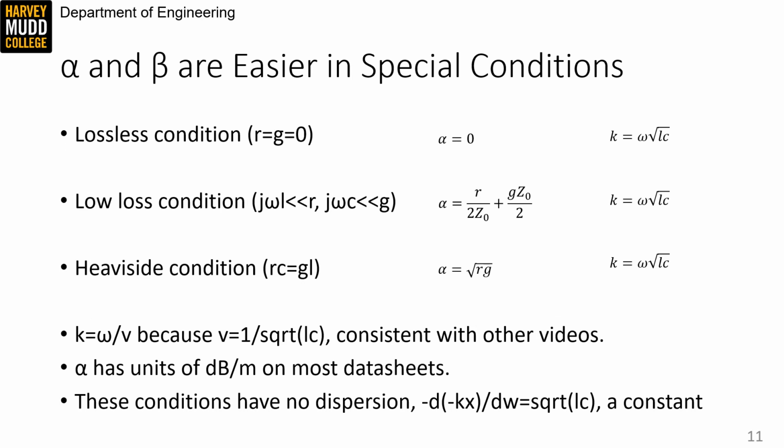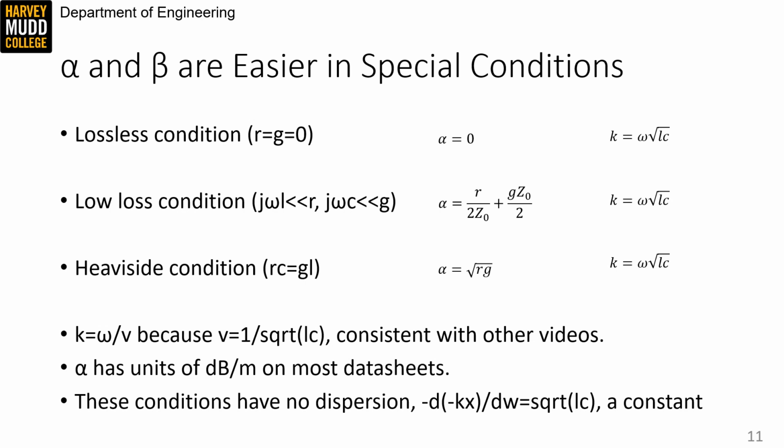Finally, we can simplify our expressions for the propagation constant quite a bit in a few special cases. The lossless condition is predictably easy. Note that k is equal to omega over v in this condition, and in all the conditions on this page, because v is equal to 1 over the square root of LC. We can find simple expressions for alpha in the low loss and Heaviside conditions too, which is nice.